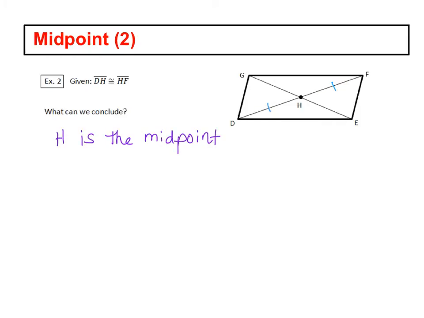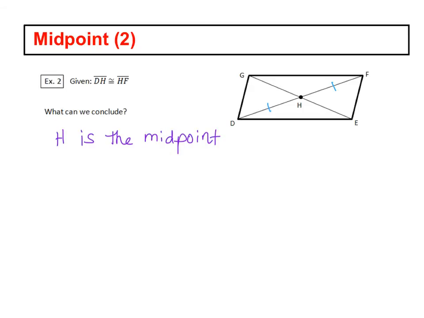of DF. Does that also mean that H is the midpoint of GE? So were we given any information to tell us that we had two congruent segments over here? I mean, I could look at the picture and say they kind of look the same. So are they congruent? Remember, those are things that we cannot assume in geometry. You have to be told that those are congruent.